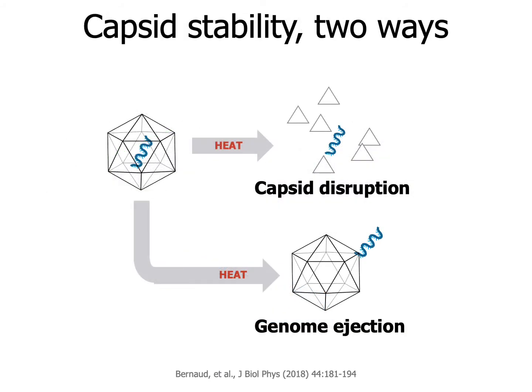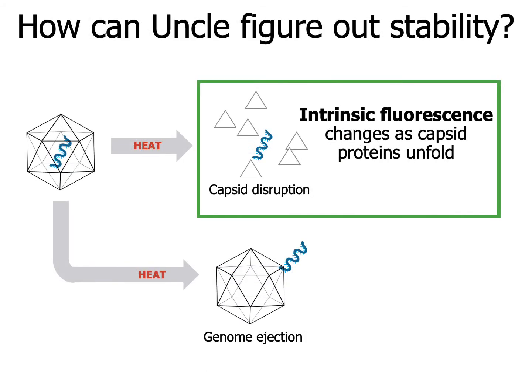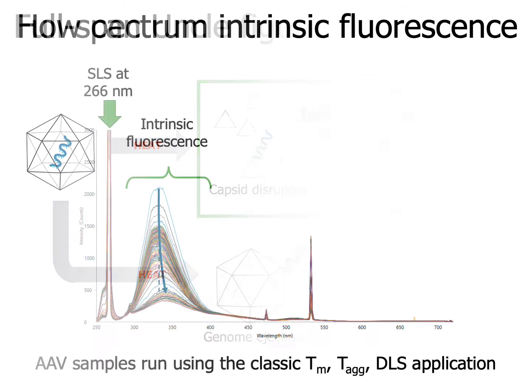This poster presentation will be looking at AAV capsid stability two ways. In one way, as proteins unfold and capsid disruption occurs, and in a second way, as DNA is leaking from relatively intact capsids. So on Uncle, we'll look at capsid disruption through intrinsic fluorescence, which is the protein fluorescence that will change as capsid proteins unfold.